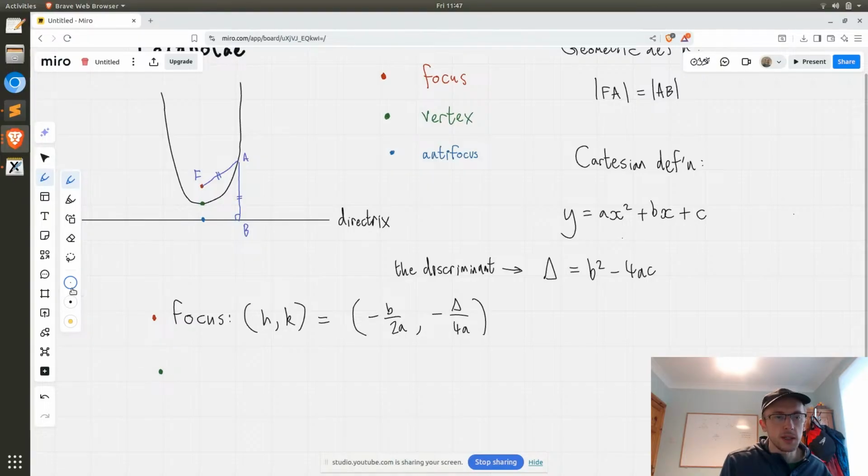Vertex. Vertex. No, wrong. That's for the vertex. Oops, I got them mixed up. Okay. Vertex, right there. Okay, focus next.